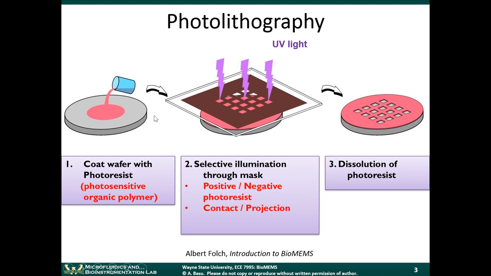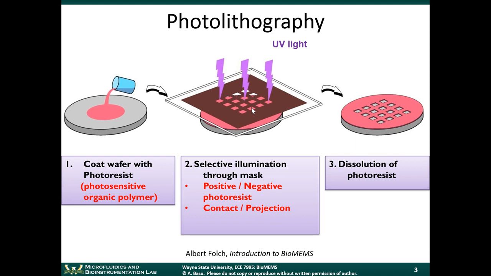The next thing we do is the exposure. So step 2 is what's called the exposure. This is a selective illumination through a mask. The mask is shown up here, so these dark regions up here, and then you have some dark regions, some transparent regions. This particular mask is showing a very simple pattern where you just have a grid of boxes.